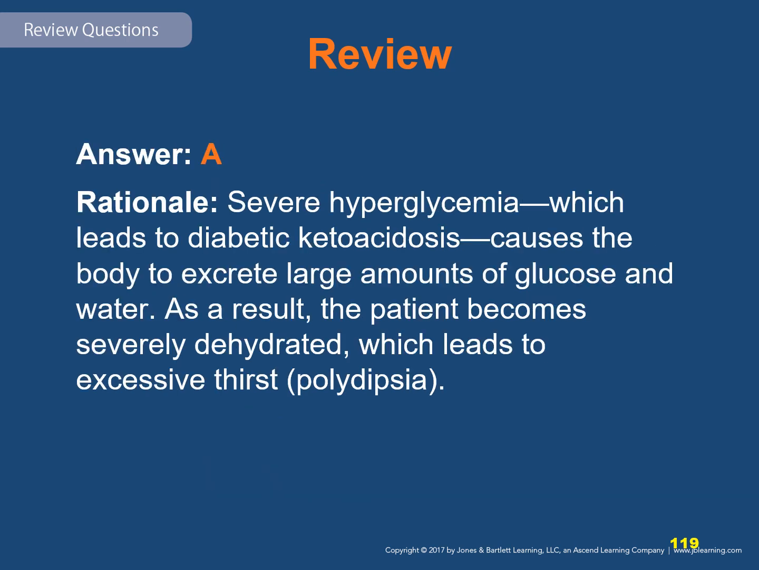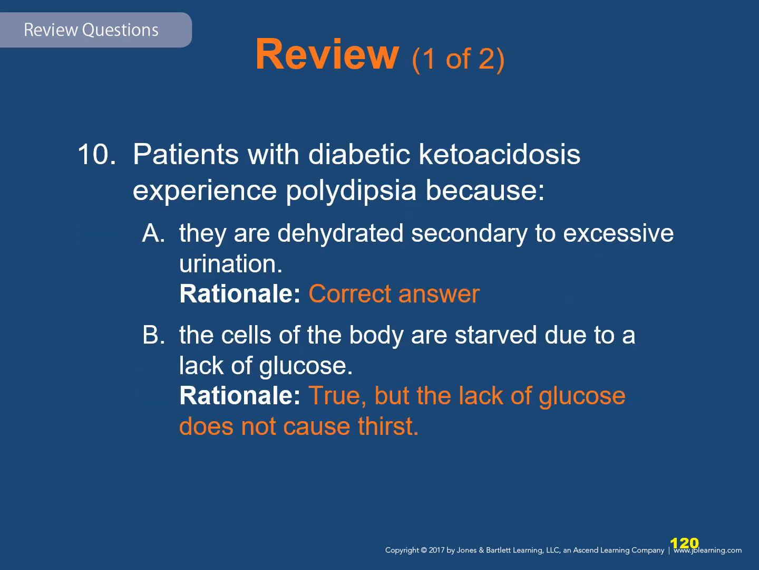And the correct answer is A. Severe hyperglycemia, which leads to diabetic ketoacidosis, causes the body to excrete large amounts of glucose and water. As a result, the patient becomes severely dehydrated, which leads to excessive thirst, polydipsia. Let's look at the incorrect answers. Reviewing question 10, patients with diabetic ketoacidosis experience polydipsia because, again, A is correct because they're dehydrated secondary to excessive urination. Now let's look at the incorrect answers.